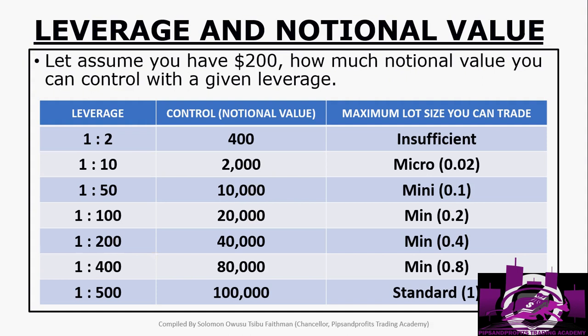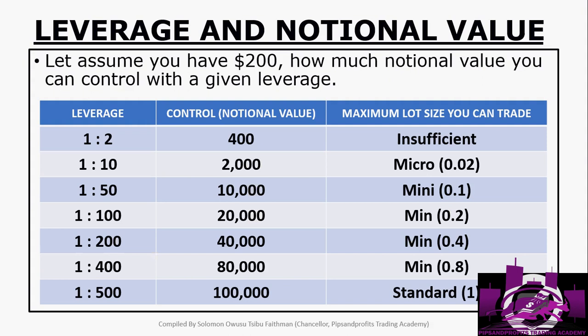And then we came to this table. So leverage and notional value. We said that assuming you are having $200, how much notional value you can control with a given leverage. So when we did that, we said that, for instance, if I am given 1:2 as leverage, my notional value or the control that I'm going to have is going to be 400. And then when I am trading, I'm not going to be able to trade because the system will tell me that I have insufficient balance. I am having insufficient balance because the $400, which is the notional value, is not up to the tune of either a standard lot, mini lot, or a micro lot, okay?